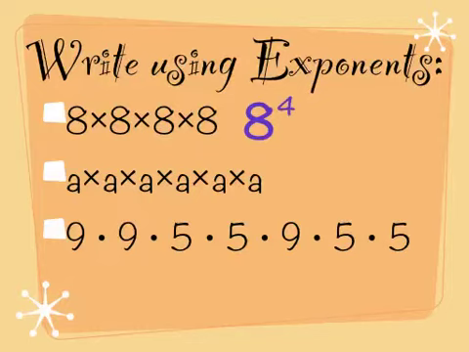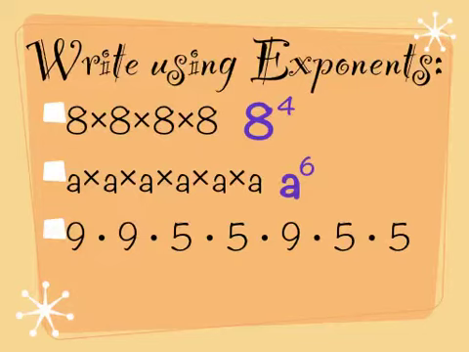Next we have a times a times a times a times a times a. Our repeated factor would be a, and we're multiplying 6 a's together, so this would be a to the 6th power. And if you look at this final example, we have 9 times 9 times 5 times 5 times 9 times 5 times 5.